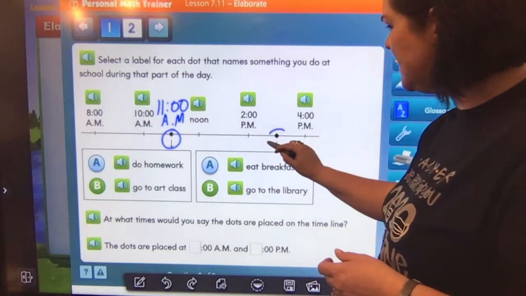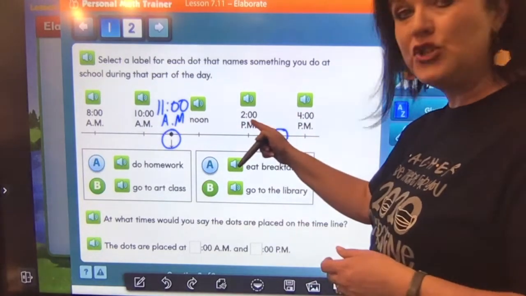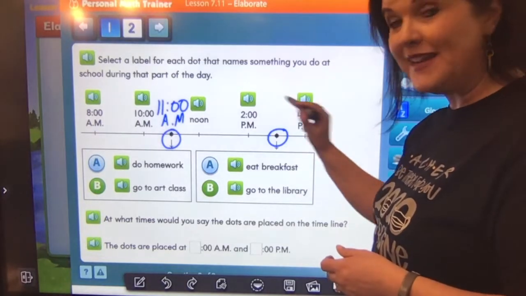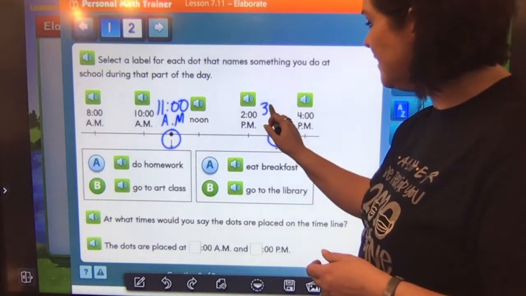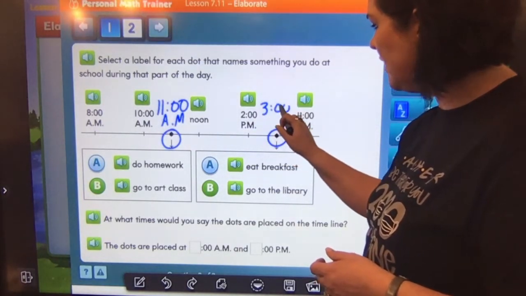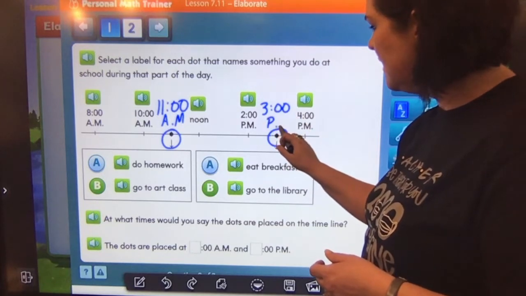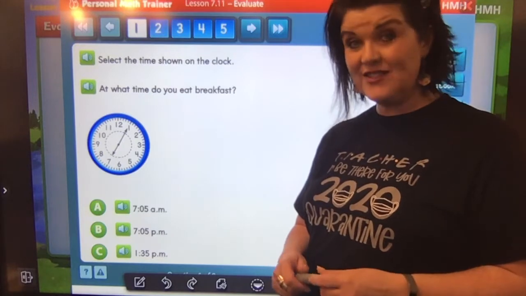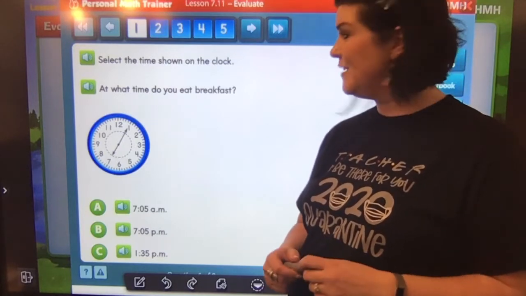And what about this dot right here? Between 2 p.m. and 4 p.m. That would be 3 o'clock p.m. Good job. The question we are going to answer is, what time do you eat breakfast?